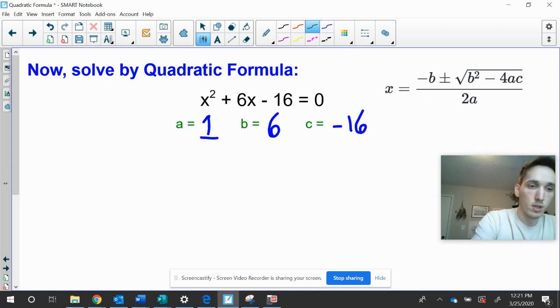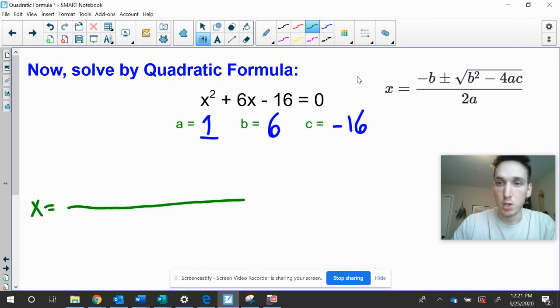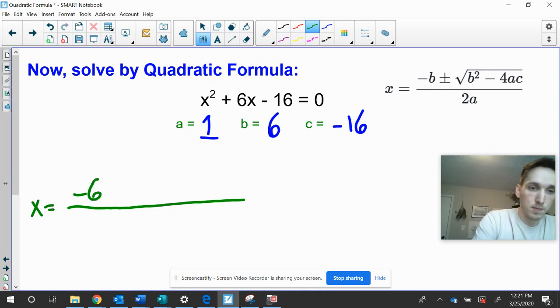So start with x equals, right? X equals, and then draw yourself a big fraction bar, right? So first thing we need is negative b. In other words, take the sign of b and make it opposite. So b is positive 6 here. Negative b is obviously negative 6.